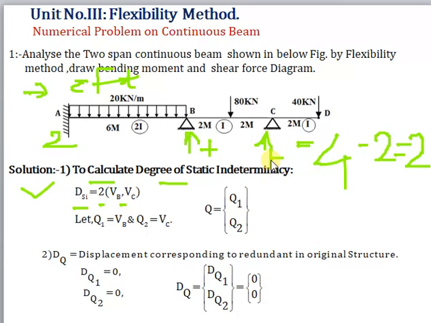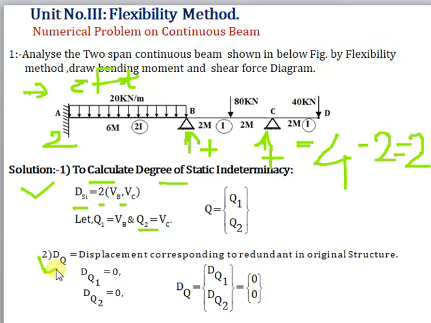So the first step is to find the degree of static indeterminacy and the redundant locations. So Q is equal to Q1 and Q2. That means Q1 is equal to VB and Q2 is equal to VC.